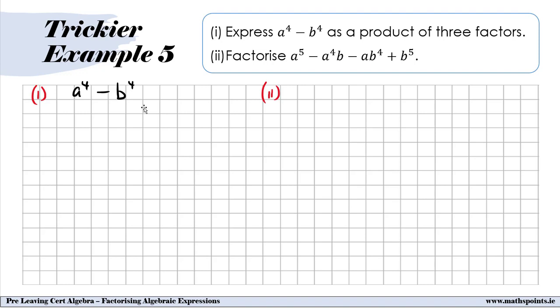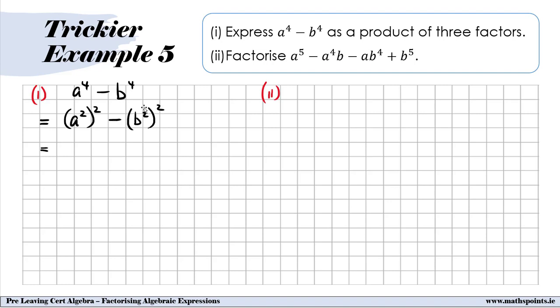And so if we look at it closely enough, we might spot that this is going to be the difference of two squares. Now, someone might say, this is to the power of 4 and not squared. But if you think about it, a to the power of 4 is a squared, squared. So a squared is the term being squared to give a to the power of 4. Similarly, the term being squared to give b to the power of 4 is b squared. So b to the power of 4 is b squared, squared.